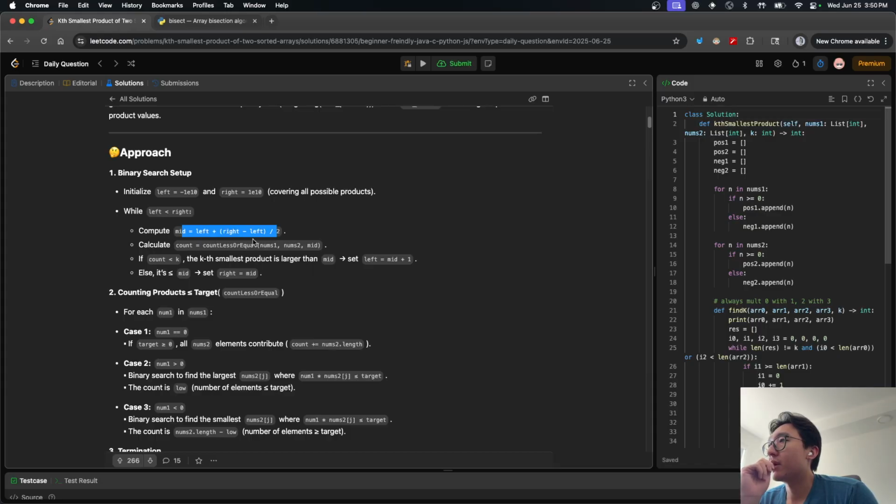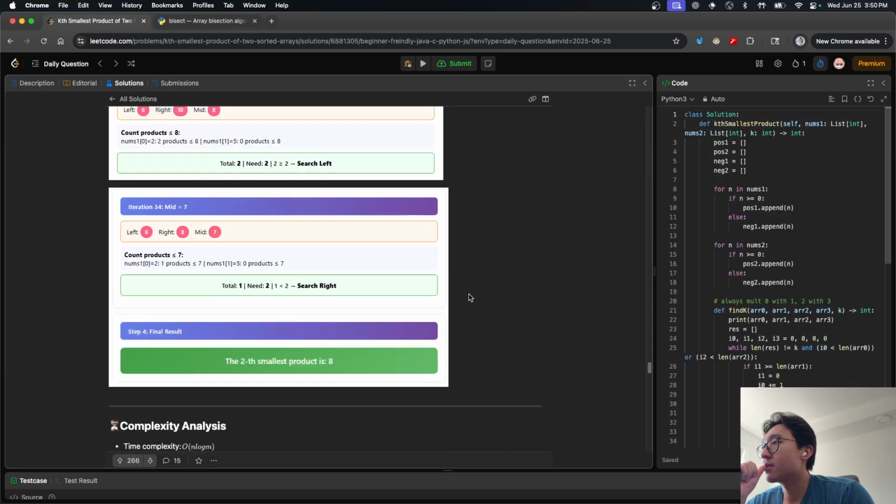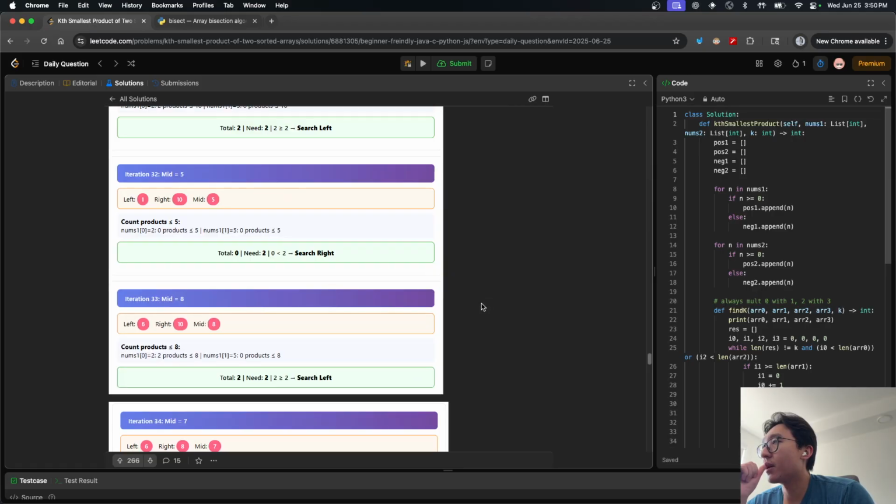Compute count. If count less than k, the kth smallest product. This doesn't make any sense to me. If the count is less than k, what does that mean? That means that the number of elements that's less than or equal to the target. Oh, so we need to increase the target to give more options. Is that right?